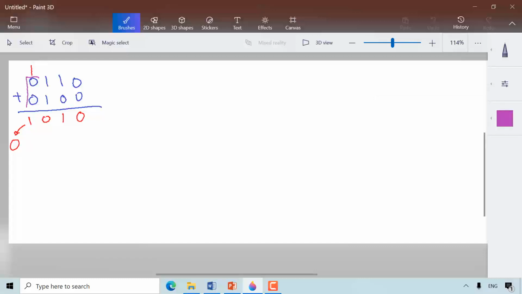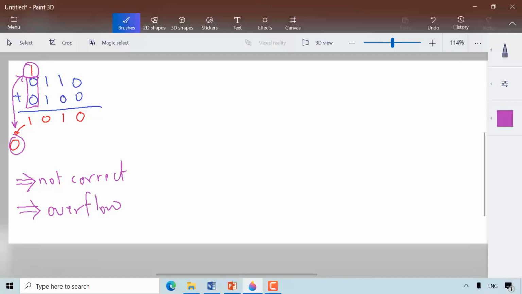This is the most significant bit position. The carry into it is 1. The carry out is 0. They do not agree. So now this means my result is not correct. Why? Because I have overflow.